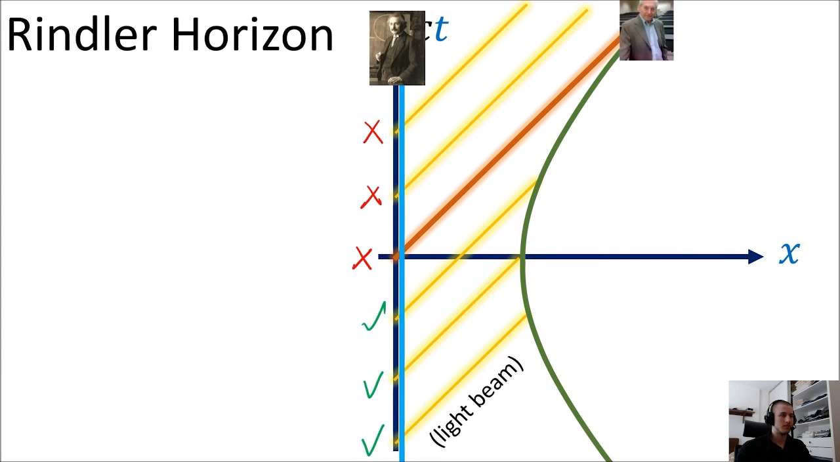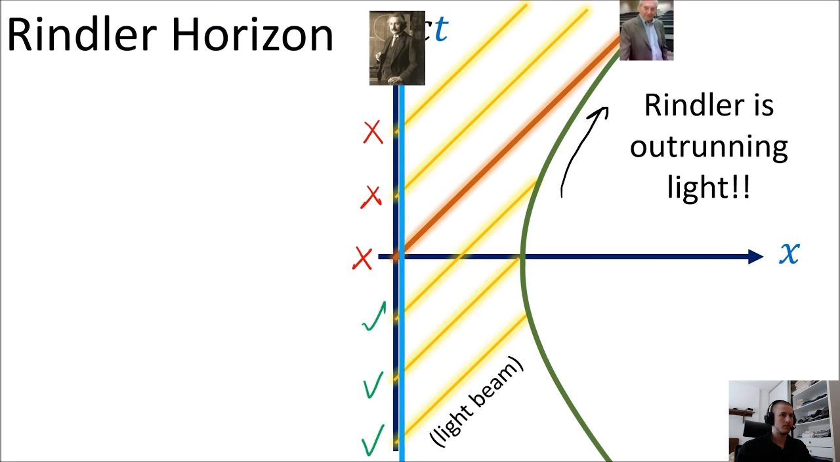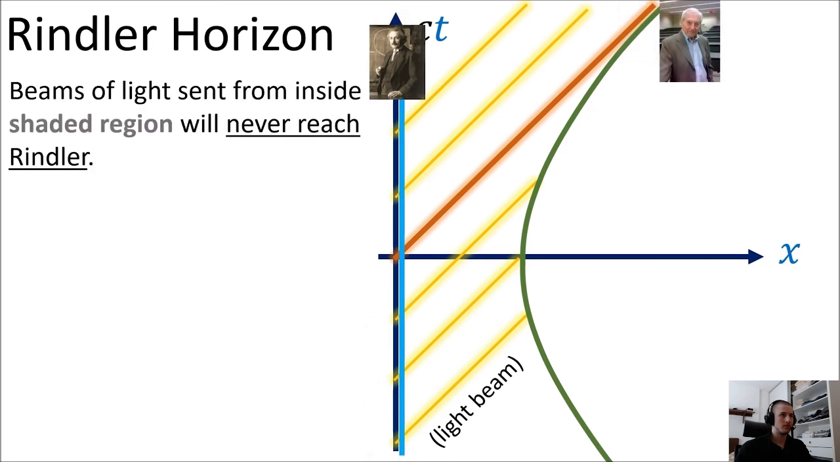Because Rindler is going faster and faster, he is actually able to outrun beams of light when they are sent from far enough behind him. Basically, any beams of light that are sent from this shaded region of spacetime will never reach Rindler.